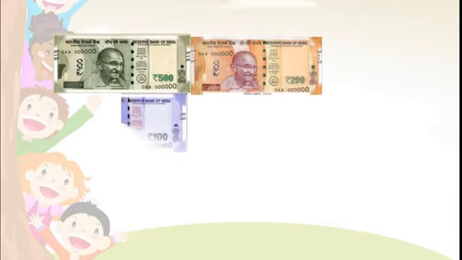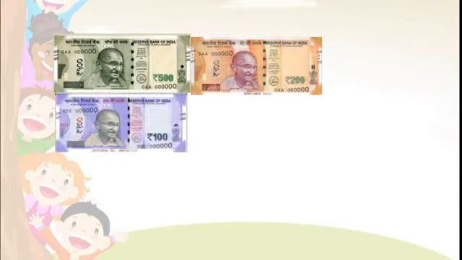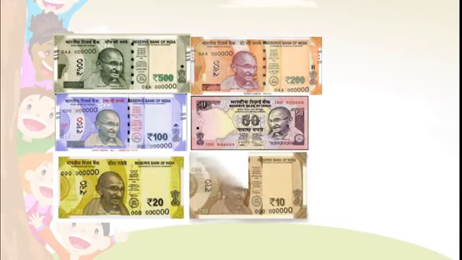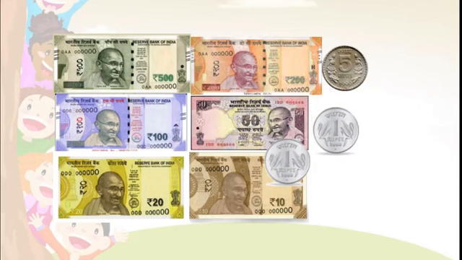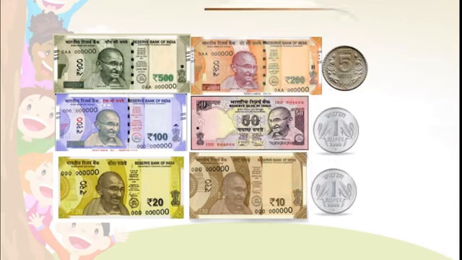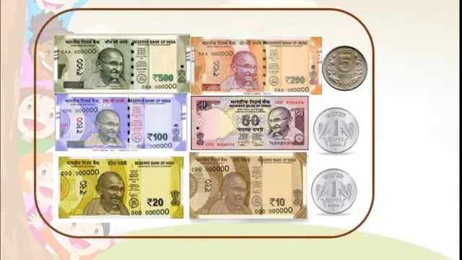Now here 500 rupees note, 200 rupees note, 100 rupee, this is 50 rupees note, this is 20 rupees, this is 10, 5 rupee coin, 1 rupee coin, one more 1 rupee coin. Yes students, come on, tell me the total amount. Yes, got the answer?